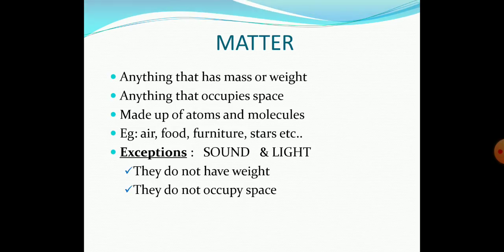What is matter? We already know anything that has mass or weight is called matter. Then anything that occupies space is also called matter. So anything that has mass or weight, and anything that occupies space, is matter. Matter is made up of atoms and molecules. Examples: air, food, furniture. And the exceptions to matter we already know: sound and light, because sound and light don't have weight and they do not occupy space. Right?